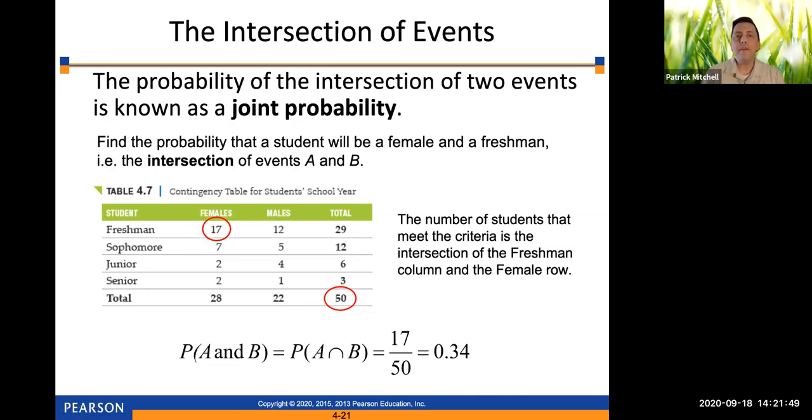So now we want to find the probability that a student will be a female and a freshman, which is the intersection of events A and B. The number of students that meet the criteria is the intersection of the freshman row and the female column. So the probability of A intersect B is 17 over 50, which is 0.34.